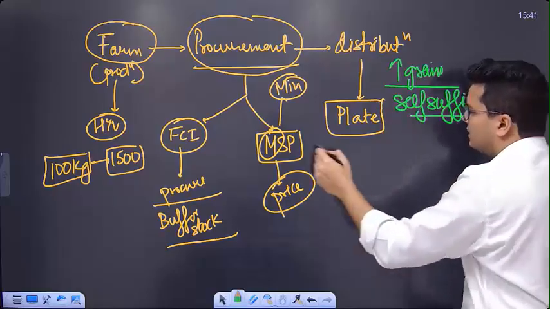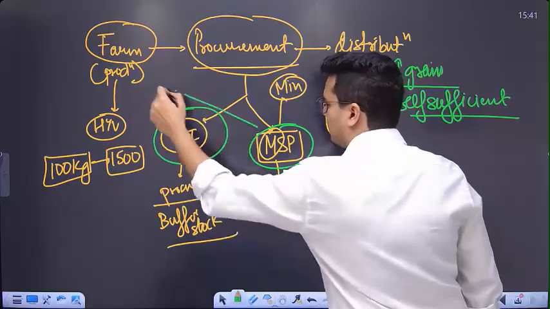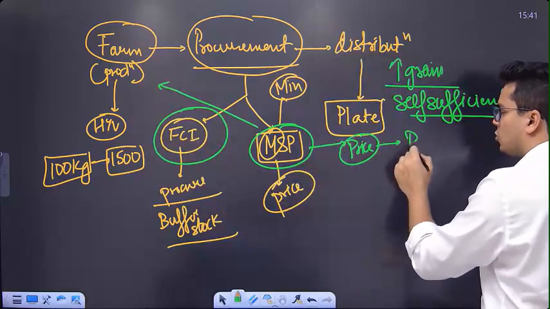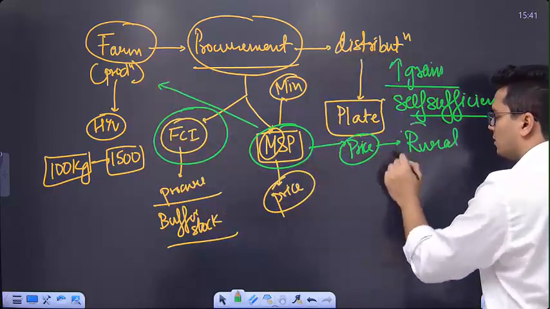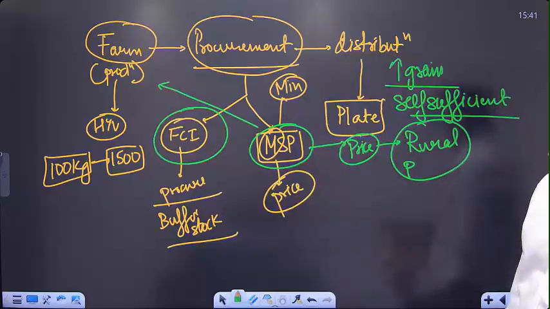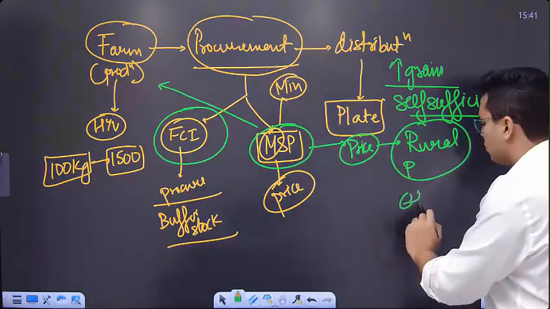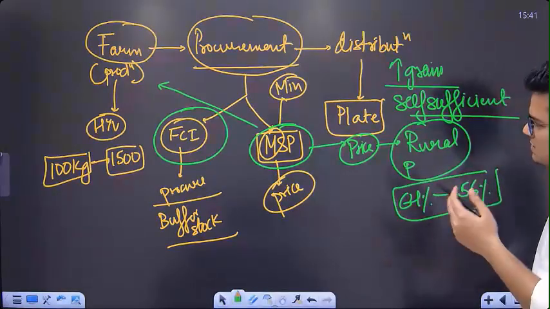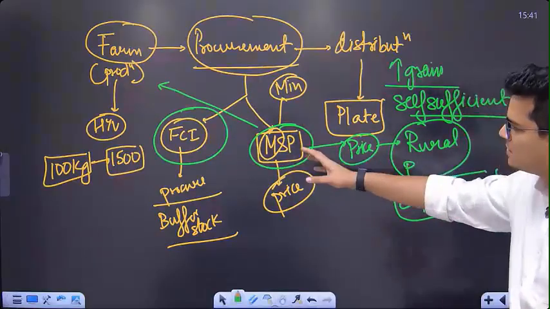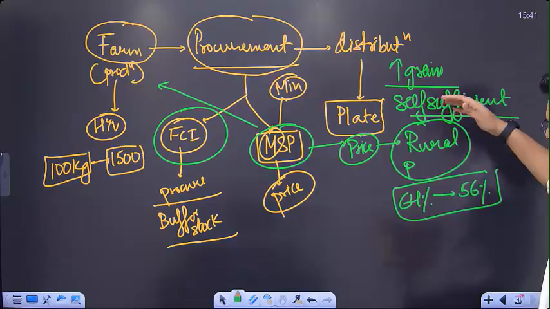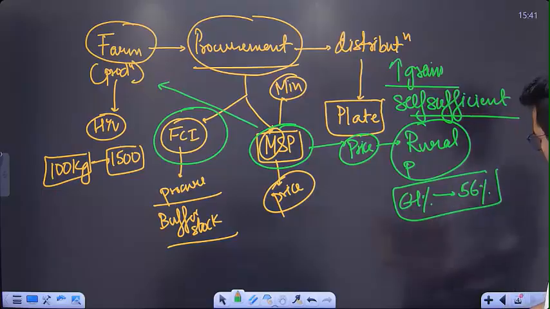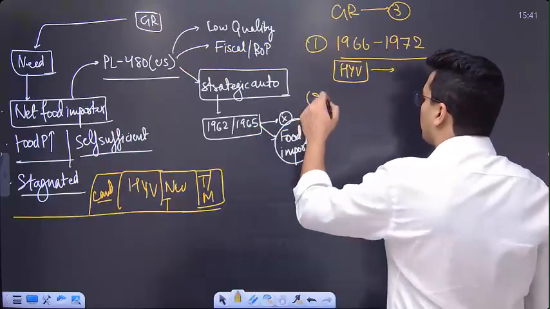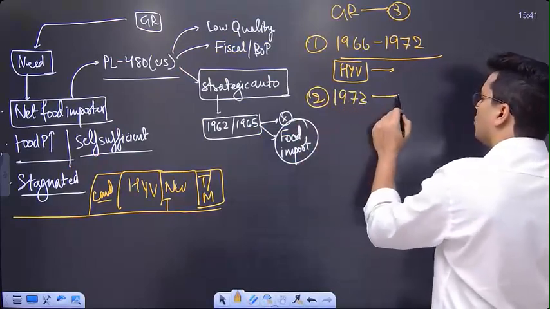And because of these interventions, this can be called price support, rural poverty in India starts to decline. The number of rural poverty that existed in India at that time was 64%, and it goes down to about 56%. So in the first phase, we have FCI, MSP, high yielding variety, increase in our self-sufficiency and decline in rural poverty. The second phase of the Green Revolution starts from 1973 and goes on to 1980.